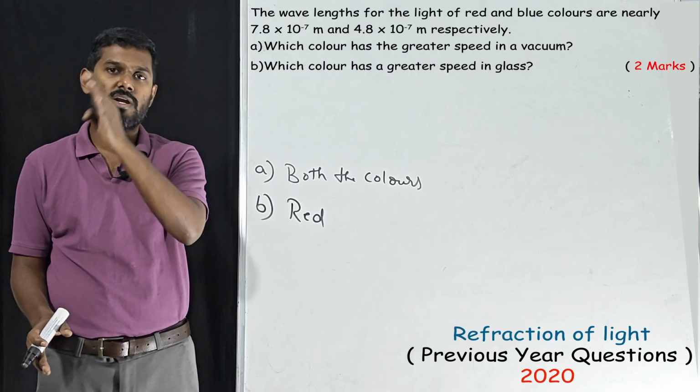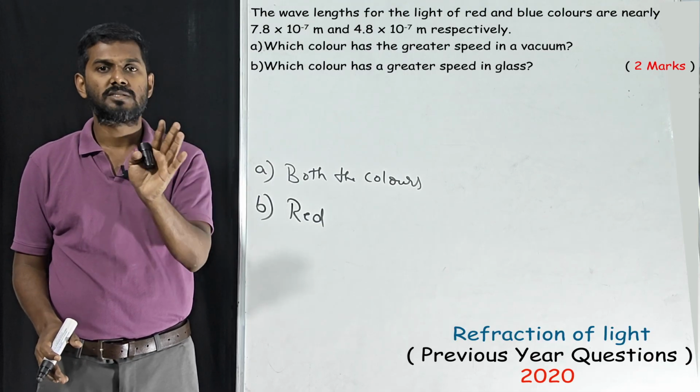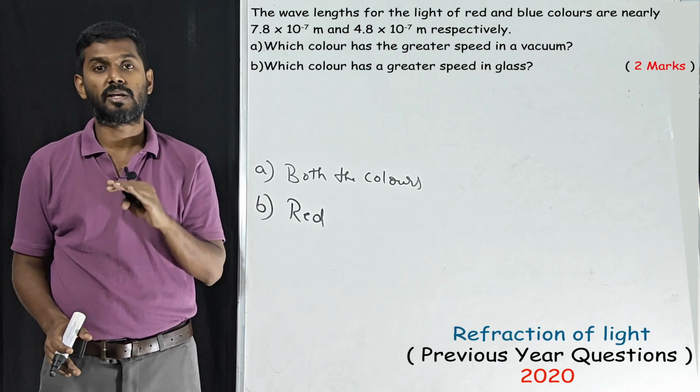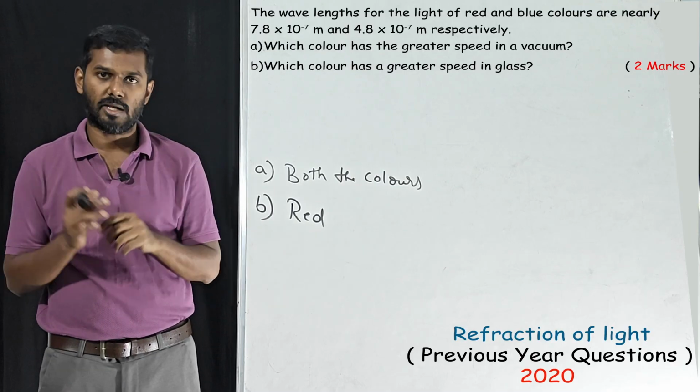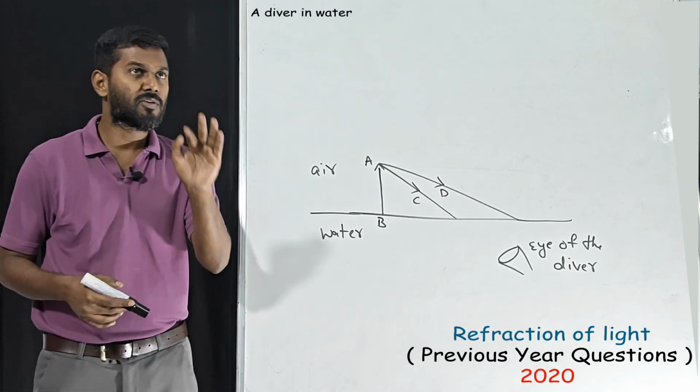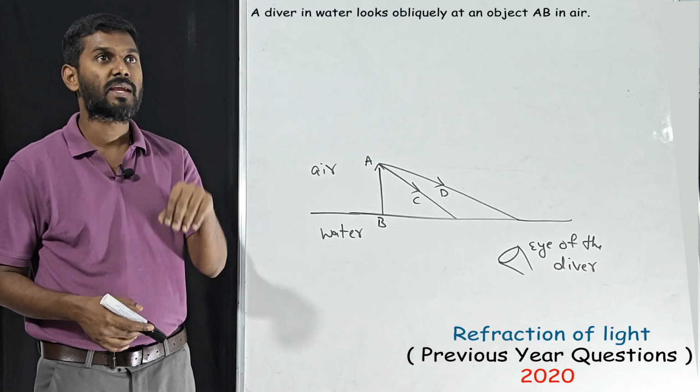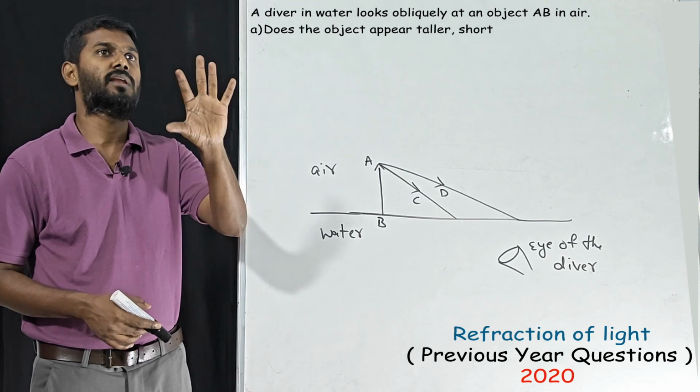All the colors and all the radiation will travel with this speed, 3 into 10 power 8 meter per second. Our next question: a diver in water looks obliquely at an object AB in air.